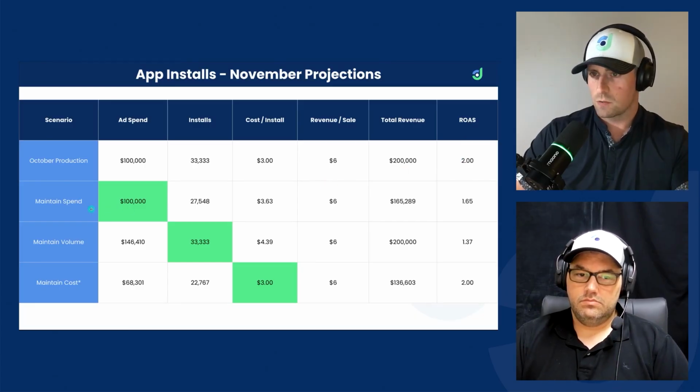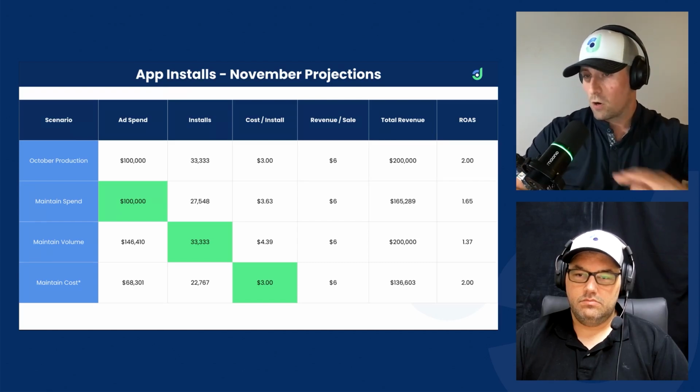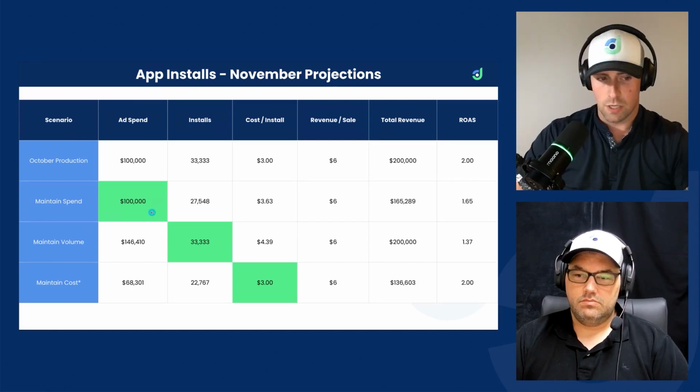What happens if we just maintain spend? So we're just absorbing the cost environment change. Like I said, it's going to go up 21%, which means we're going to have about 6,000 fewer installs, $35,000 less revenue, and our ROAS is going to drop. And that's if we change nothing. If all we do is absorb the cost change.